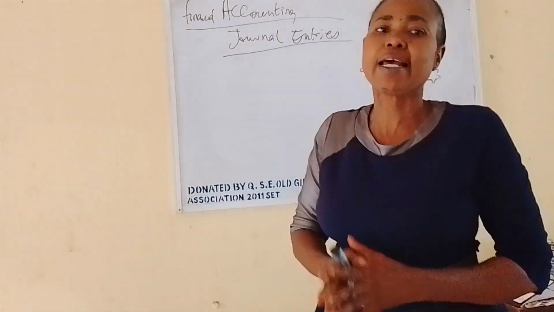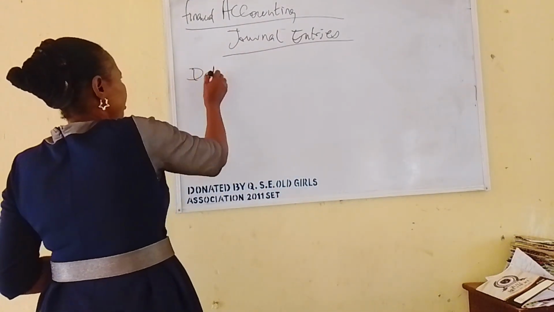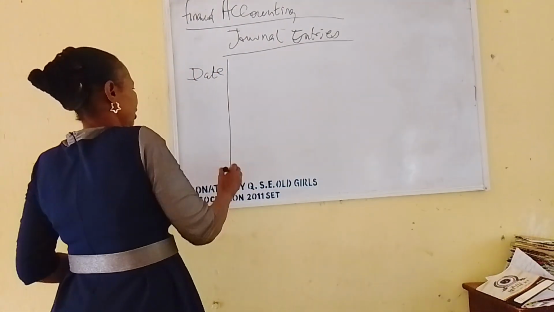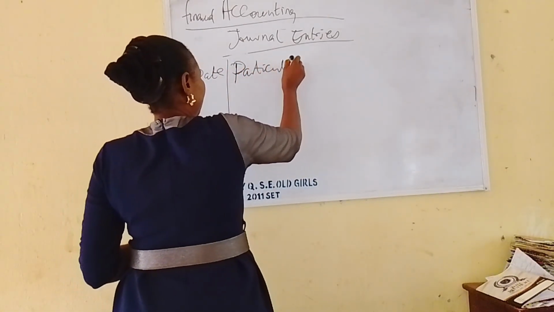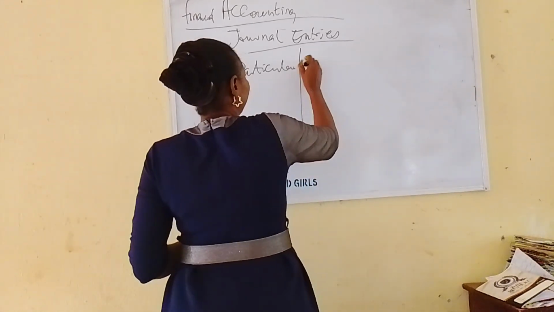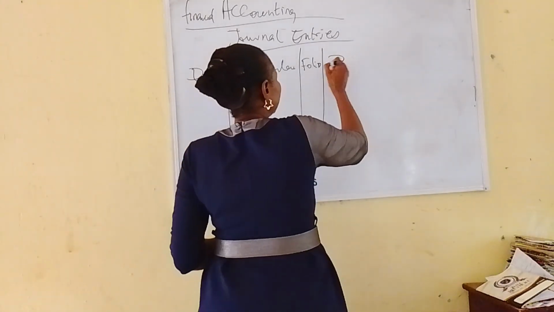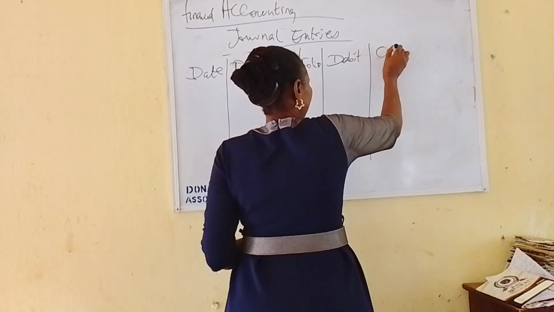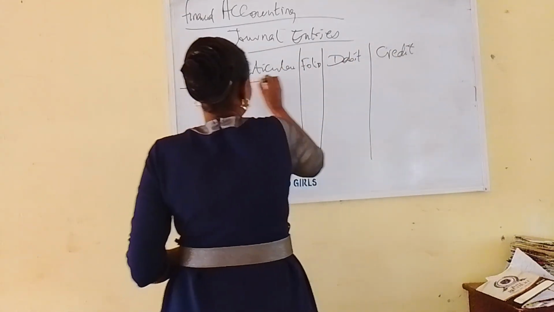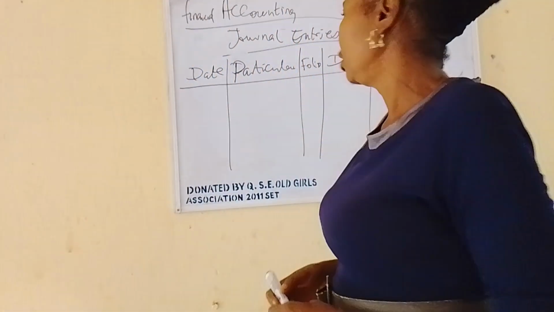So let us look at the format for journal entries. The format: date, particular, folio, then debit and credit. Date, particular, folio, debit and credit. This is the format for journal.